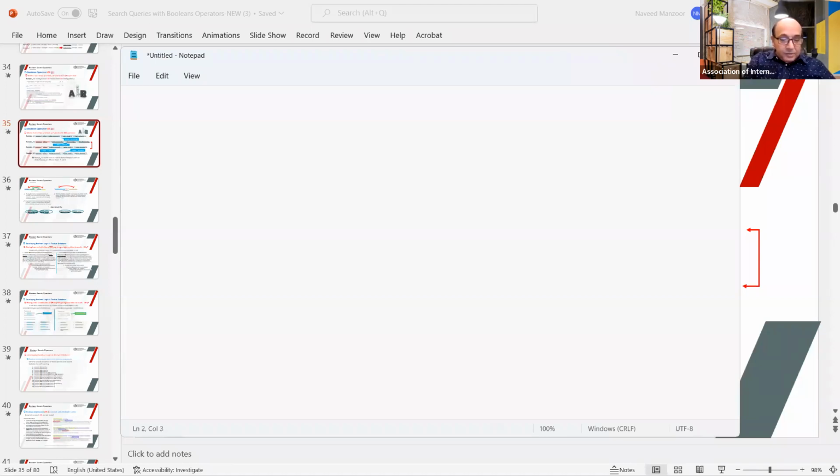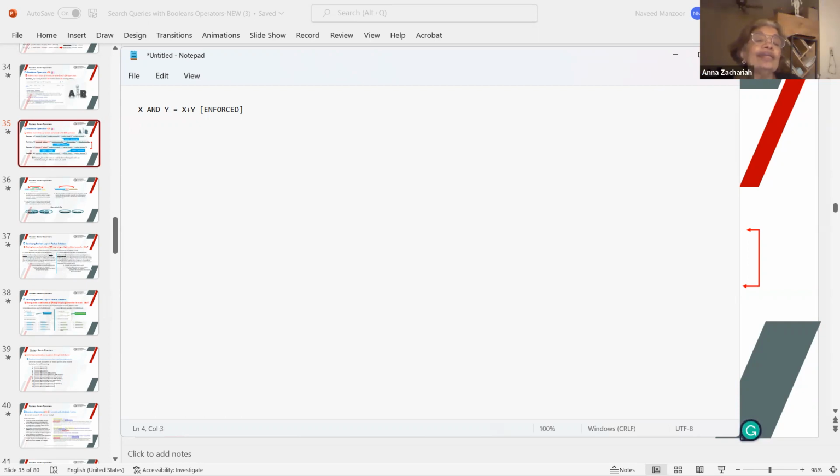So when we have two terms, let's say X AND Y, X being a search term, Y being another one. When we do AND, then the effect is basically X plus Y, right? And this is enforced, strictly so. So if we're looking for X-ray and yellow, we will get everything that has got X-ray and yellow.